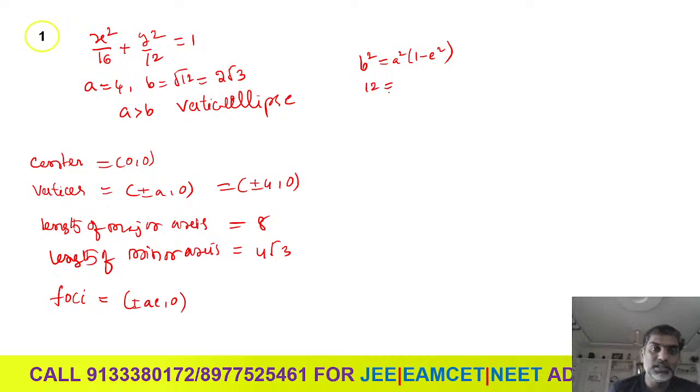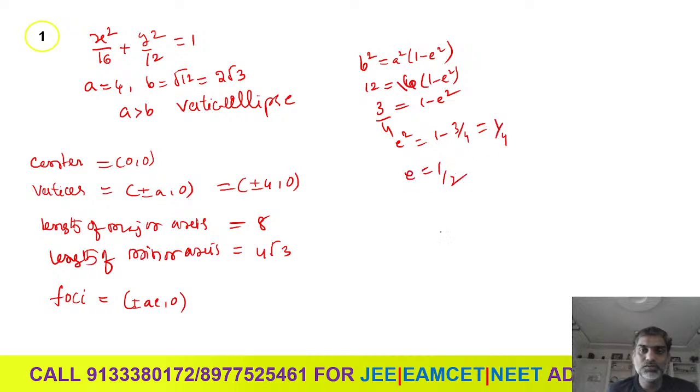So here B square is 12. And what is A square? A square is 4. 1 minus E square. So 3 is equals to 1 minus E square. Yes or no? Then what is the value of eccentricity? Are we writing correctly? What is A square? A square is 16. I wrote only 4 here. A square is equals to 16. So 4 3s, 4 4s, then this is 3 over 4. So E square is equals to 1 minus 3 over 4. 4 minus 3, this is 1 over 4. So E is equals to 1 by 2. Am I correct? So eccentricity is equals to 1 by 2.